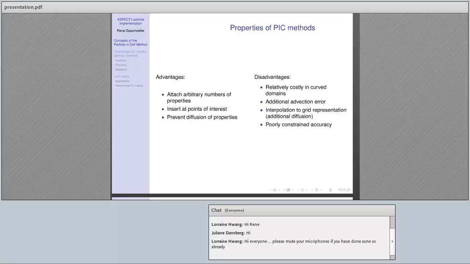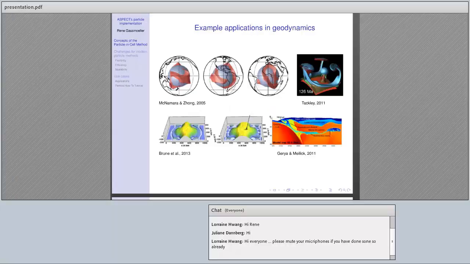And I added a point here, poorly constrained accuracy. This actually mostly means there is little information about how many particles you need to achieve a certain accuracy for your field. Especially in geodynamics, it's often a number that you can tweak and hope that you have the correct accuracy to resolve whatever you want to resolve in your model. Still, the advantages have made particle and cell methods a very popular tool in many different geodynamic domains.